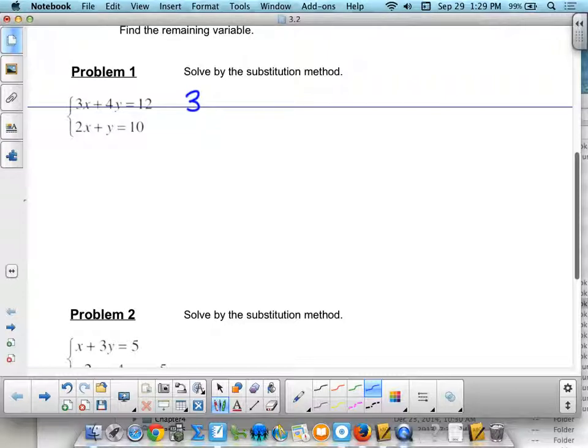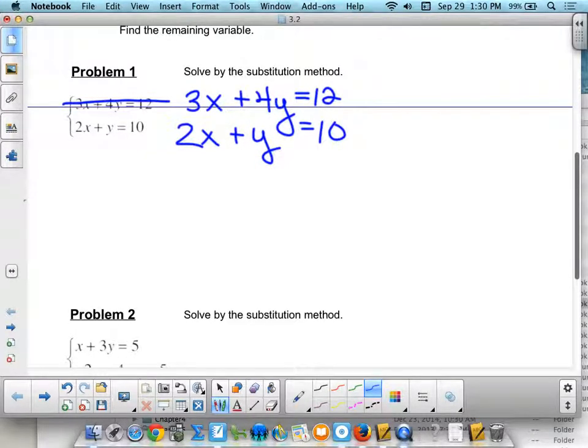Okay, good. 3x plus 4y equals 12, and 2x plus y equals 10. Now you need to tell yourself which variable you are solving for. Top equation or bottom equation? Bottom equation. Why'd you pick the bottom? Because it has a 1y. If I saw a 1x, I would have solved for x, but I saw a 1y. Okay, I agree with you. So slide on over and solve for y.